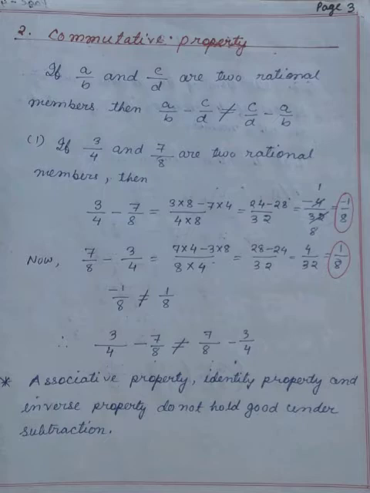We can see that the associative property, identity property and inverse property do not hold good under subtraction. So we have only the closure property valid for subtraction.